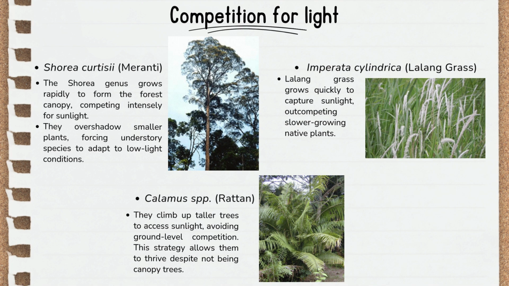Next, lalang grass. It grows quickly to capture sunlight, outcompeting slower growing native plants. It forms dense clumps that shade out seedlings of other species. The last one is the Calamus species. They climb up taller trees to access sunlight, avoiding ground level competition. This strategy allows them to thrive despite not being canopy trees.